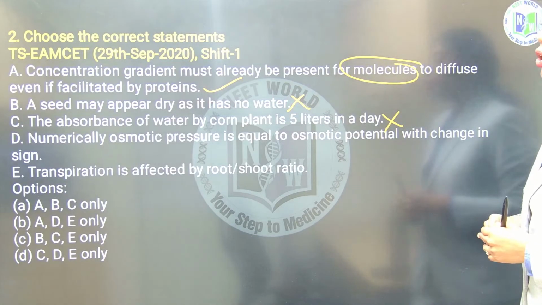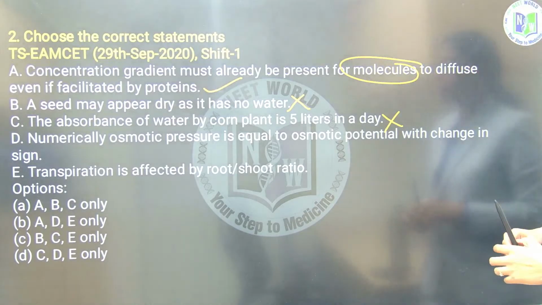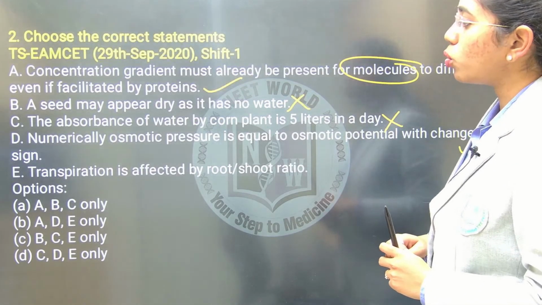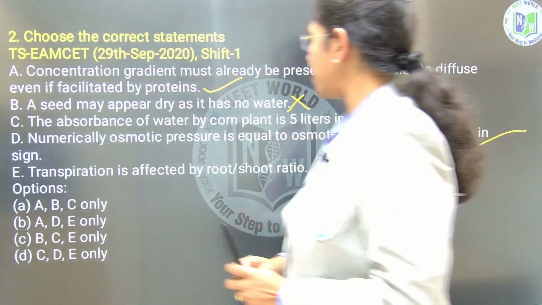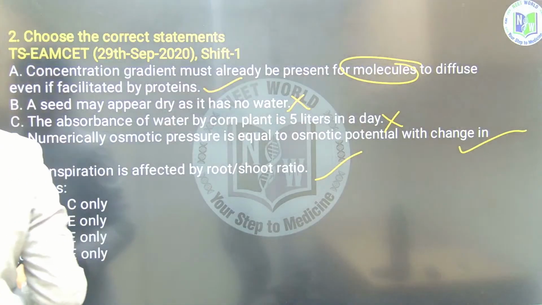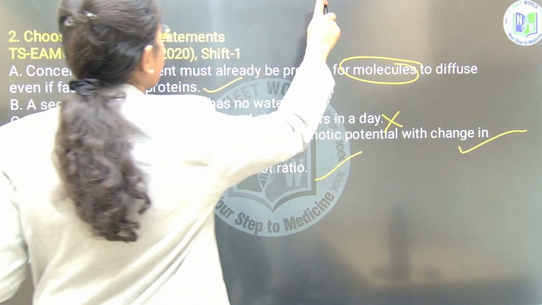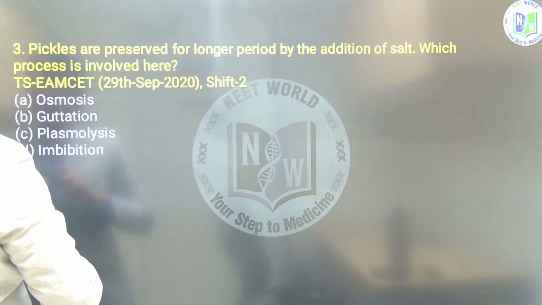Next, numerically osmotic pressure is equal to osmotic potential with change in sign. Correct. Transpiration is affected by root shoot ratio. True. So the right option here will be A, D, E, which is option B. Clear everyone? Any doubt anywhere? And then look at the next question.